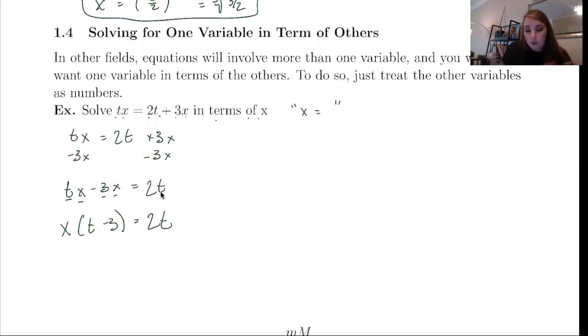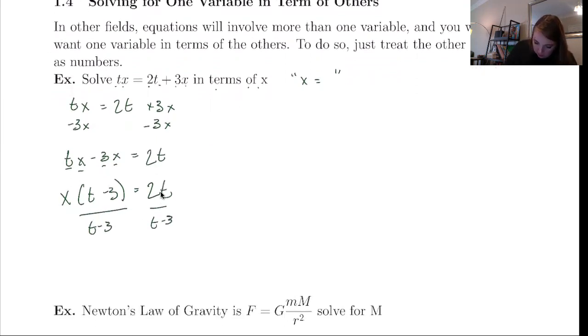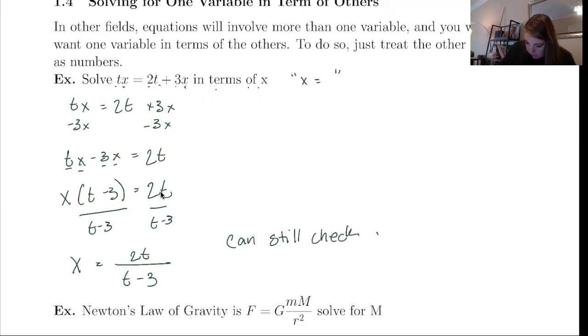So I need just x, so I'm going to divide. So divided by t minus 3 and t minus 3. So I'll get x equal to 2t over t minus 3. And if you wanted to, you really could even plug it back up in here for x, and you would get something equal to something else. All right. You can still check. My pen is dying, or else I would do it.